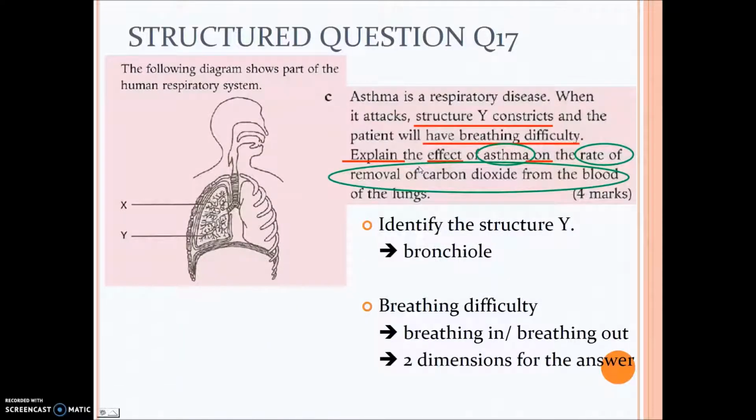And then we go to part C. Part C is about how we can interpret the question, and how much we should answer in this question. Asthma is a respiratory disease. When it attacks, structure Y will constrict and the patient will have breathing difficulty. At this point you should know that you have to identify structure Y first, and structure Y is the bronchial tube.